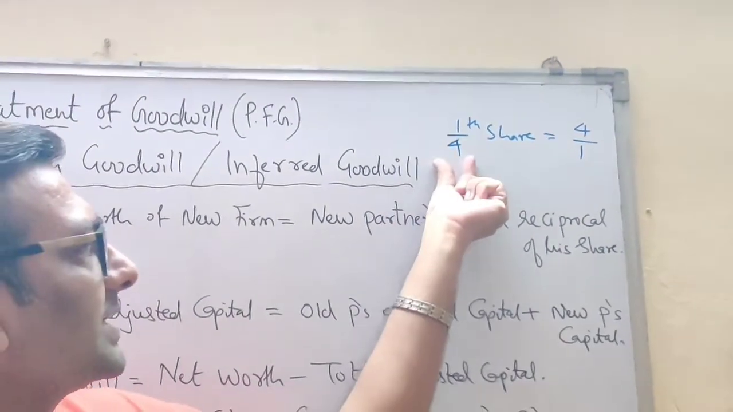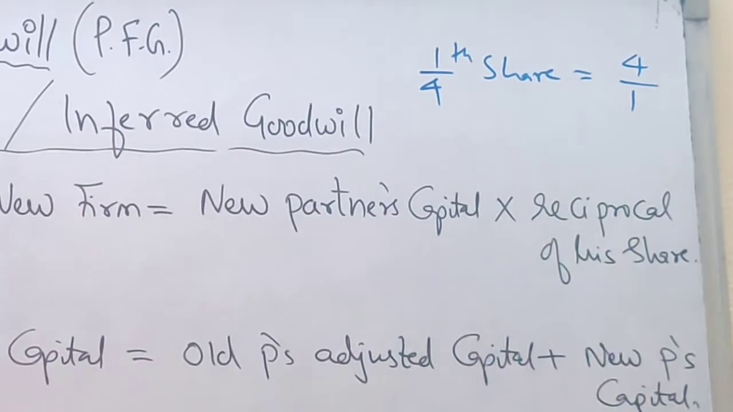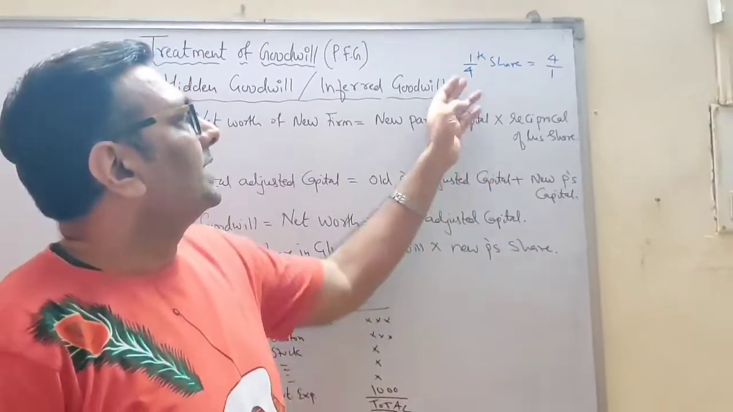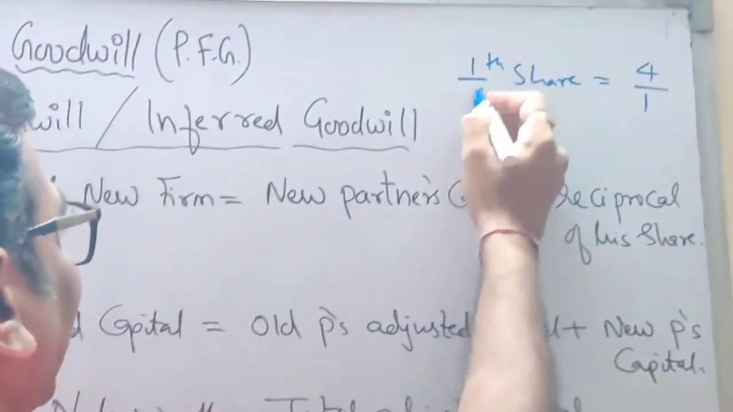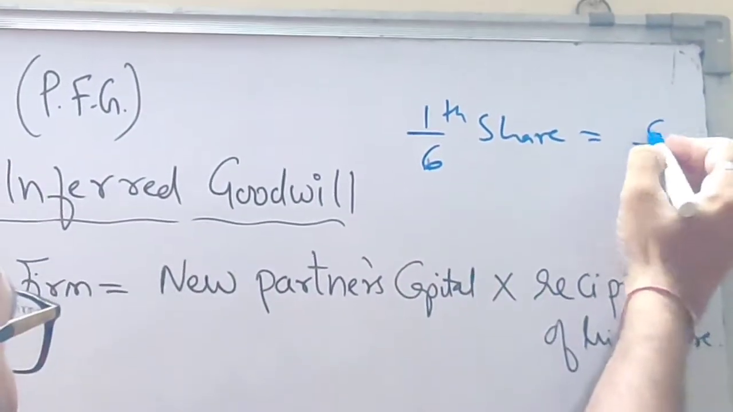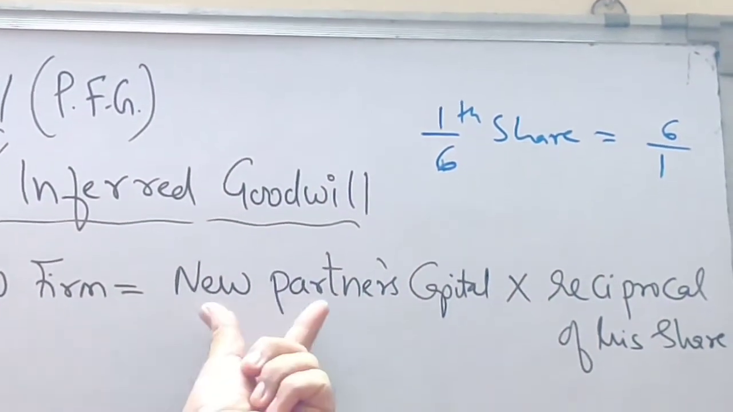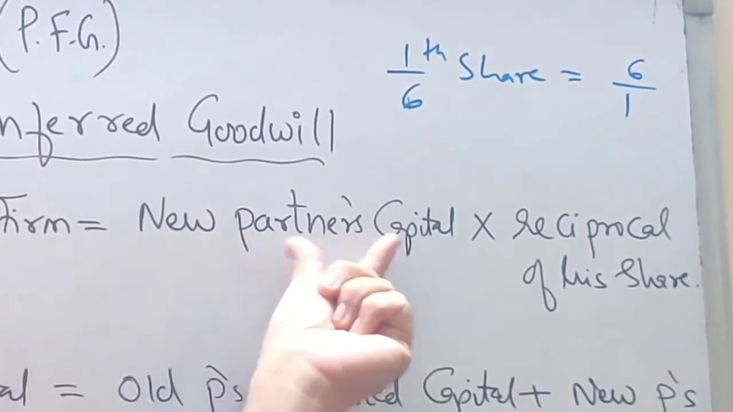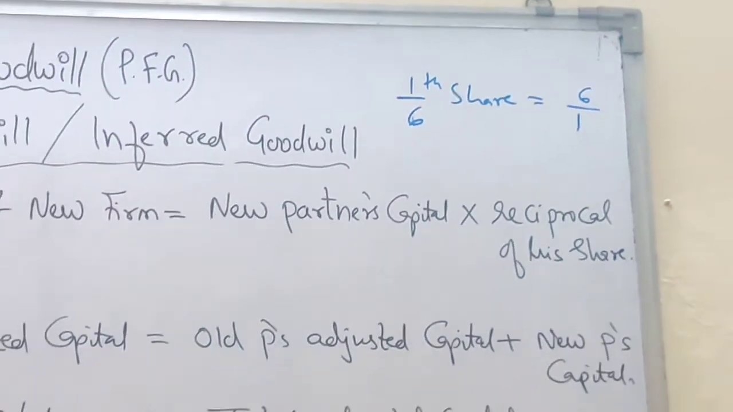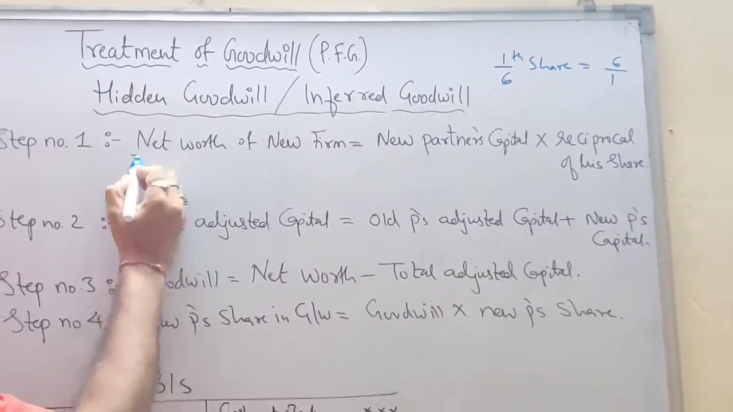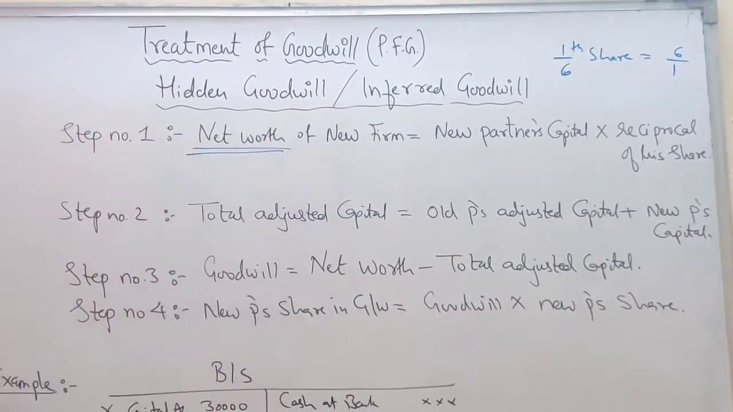So whatever share is given for the new partner, you have to take the reciprocal of the share. Take another example. Suppose it is 1/6 share. If it is given 1/6, you will take its reciprocal, that is 6 upon 1. So in this formula, take the new partner's capital amount and multiply it with the reciprocal of the new partner's share. And what you will get, students? You will get the net worth of the new firm. That is your step 1.